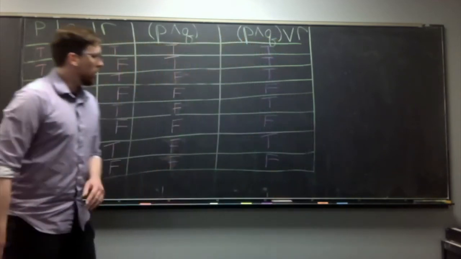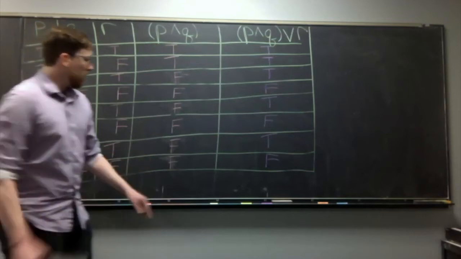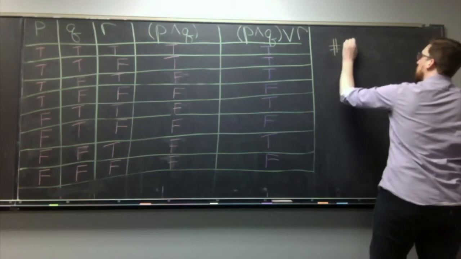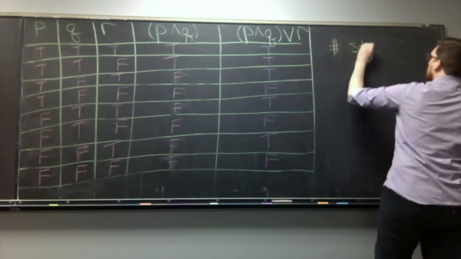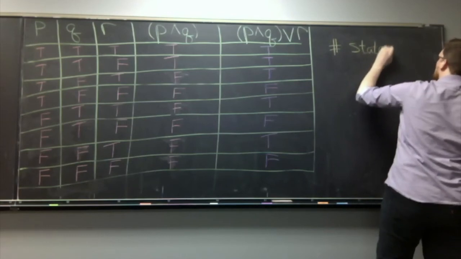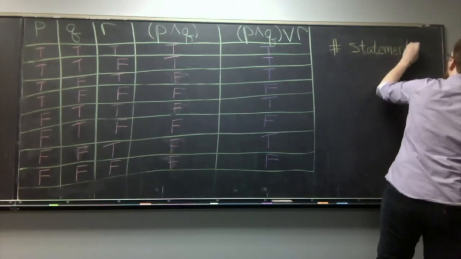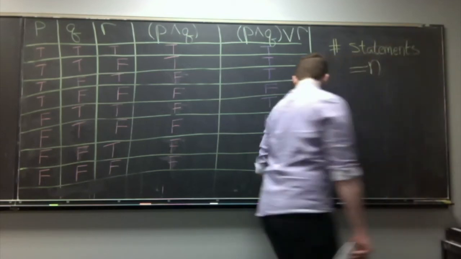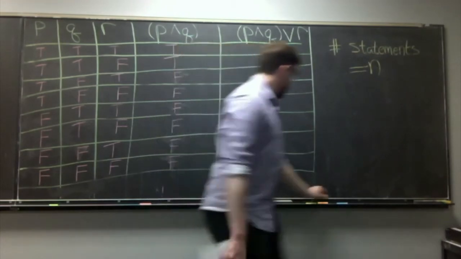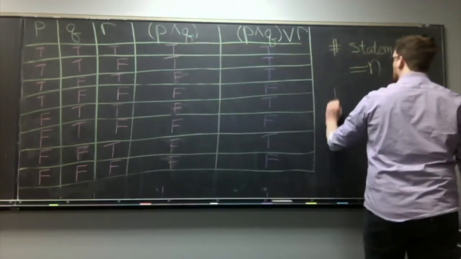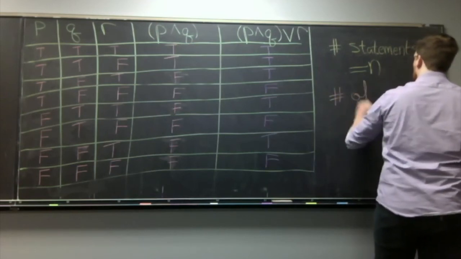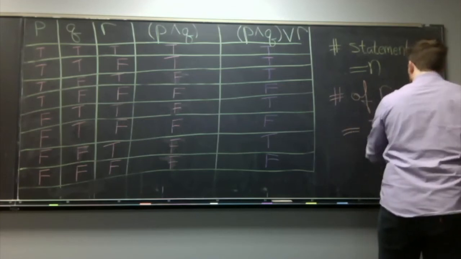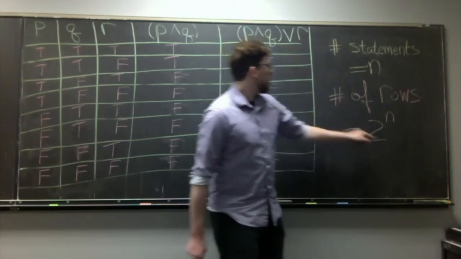Now again, the way I knew the number of rows I was going to need is because the number of variables, or statements I mean, we're going to call that N for right now. So the number of rows then is going to be 2 to the power of N.